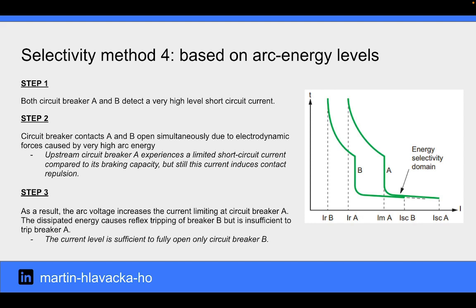Upstream circuit breaker A experiences a limited short circuit current compared to its breaking capacity, but still this current induces contact repulsion. As a result, the arc voltage increases the current limiting at circuit breaker A. The dissipated energy causes reflex tripping of breaker B, but is insufficient to trip breaker A. The current level is sufficient to fully open only circuit breaker B.